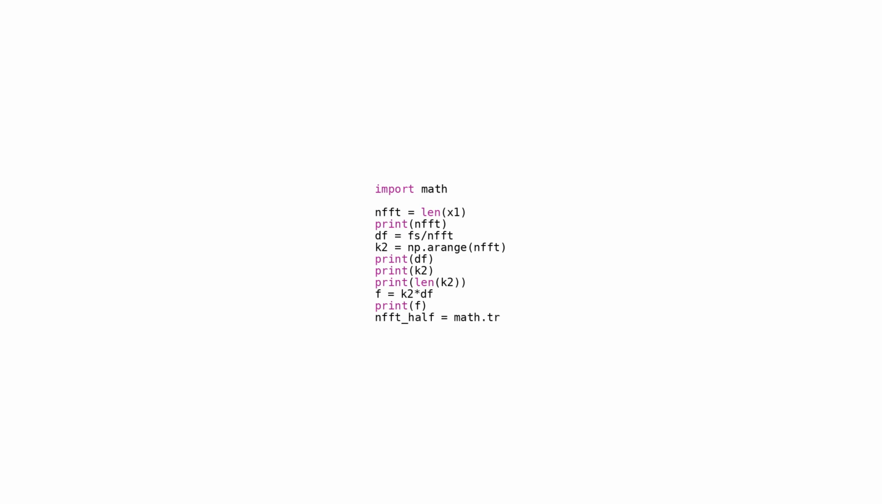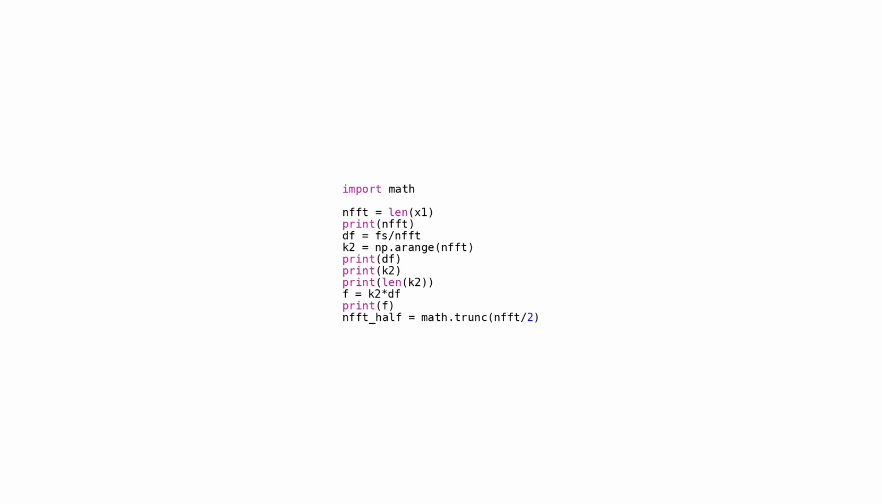This text describes a series of tasks related to signal processing or spectral analysis. 1. Calculating the length of a signal using the len function. 2. Determining the frequency resolution df based on the sampling frequency fs and the signal length nfft. 3. Creating an array K2 ranging from 0 to nfft minus 1 using np.arange(nfft). 4. Calculating the frequency values f for each index of K2 by multiplying K2 by df.